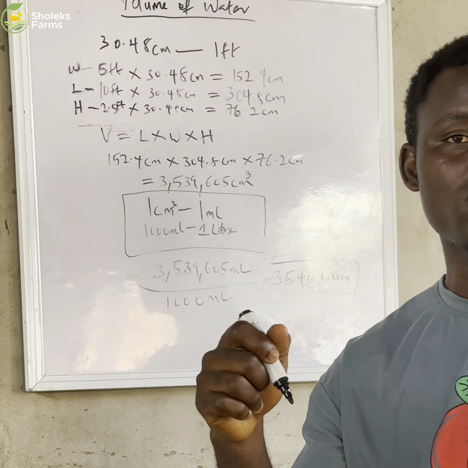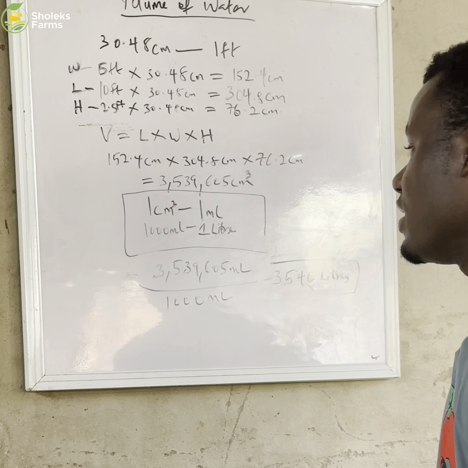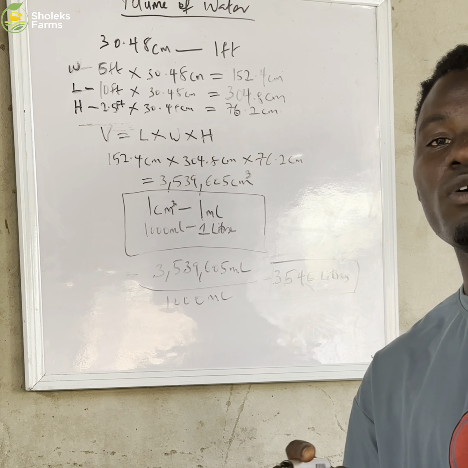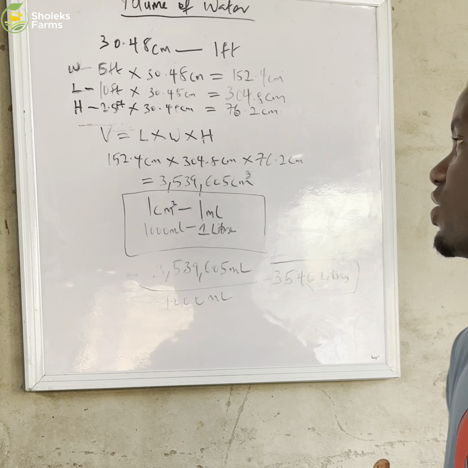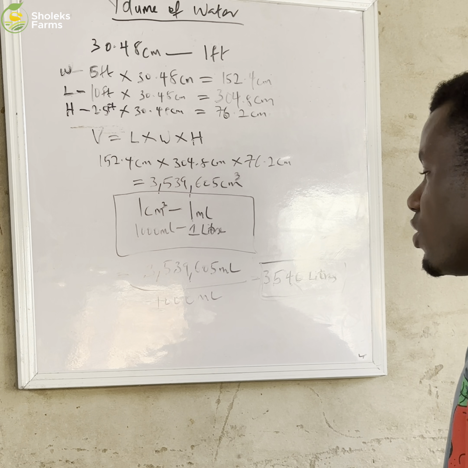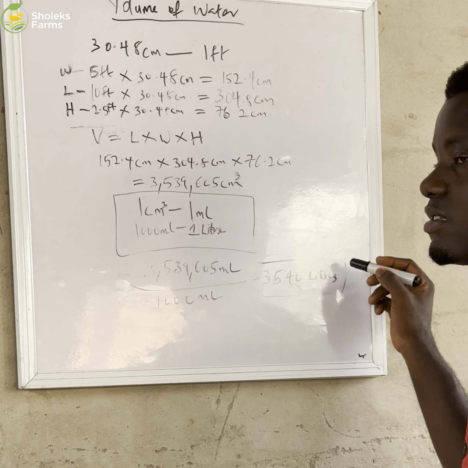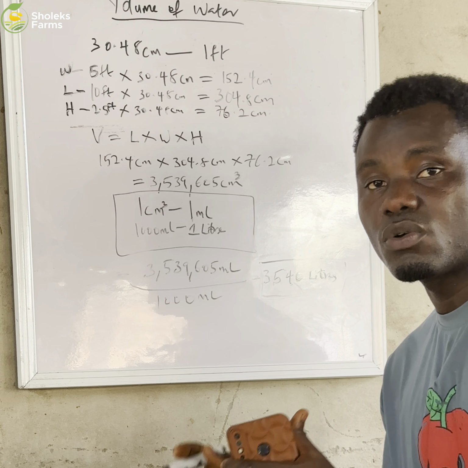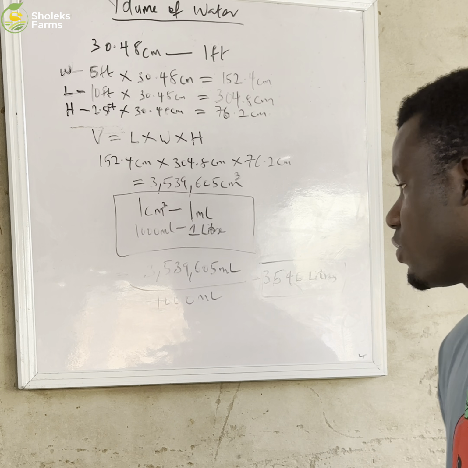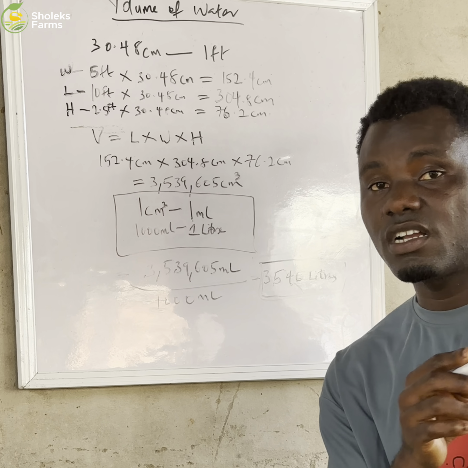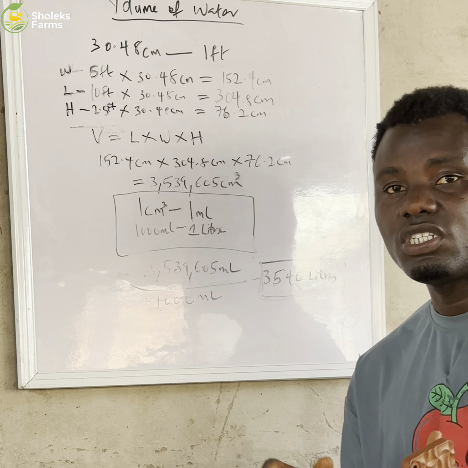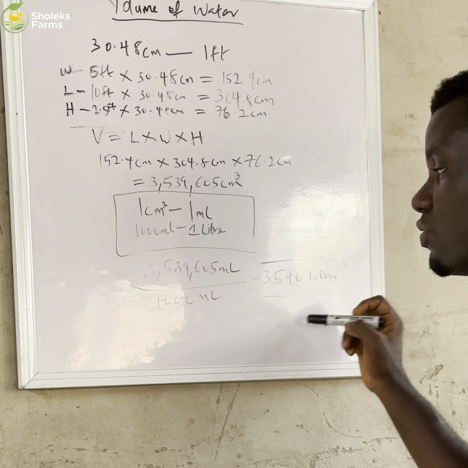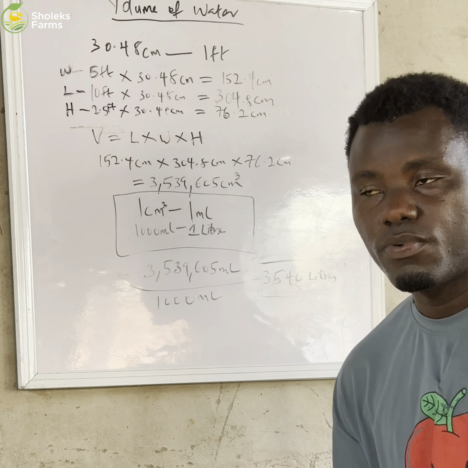In case you don't understand this video, you can do well to watch it over and over again. You can watch it multiple times. I've done a video on how to convert this to your stocking density to know the number of fish that you are required to stock in your fish pond. If you've not watched that video, you can check my profile to see how to calculate your stocking density using the total volume of water in your pond.